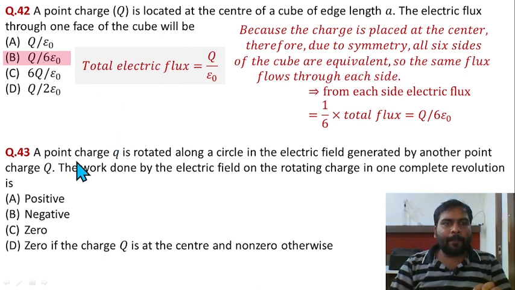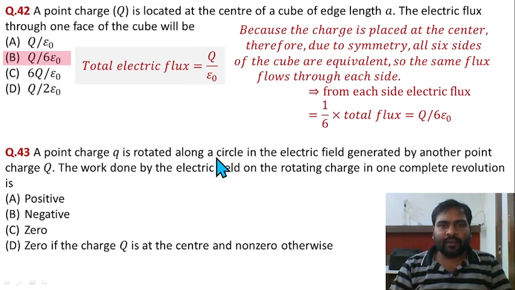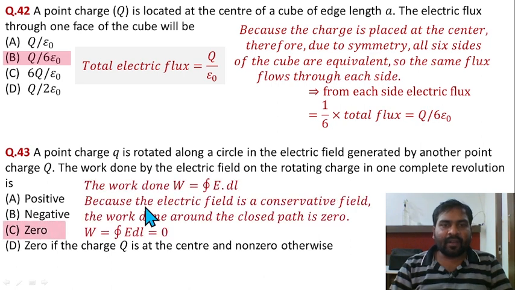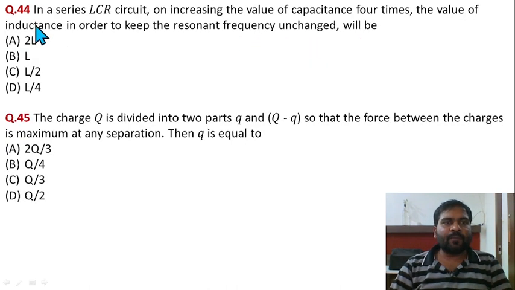Question 43. A point charge q is rotated along a circle in the electric field generated by another point charge Q. The work done by the electric field on the rotating charge in one complete revolution is? Because the electric field is a conservative field, the work done around a closed path is going to be 0. Option C is correct.